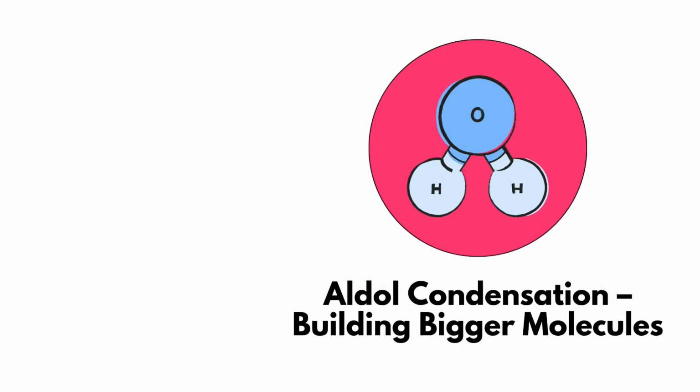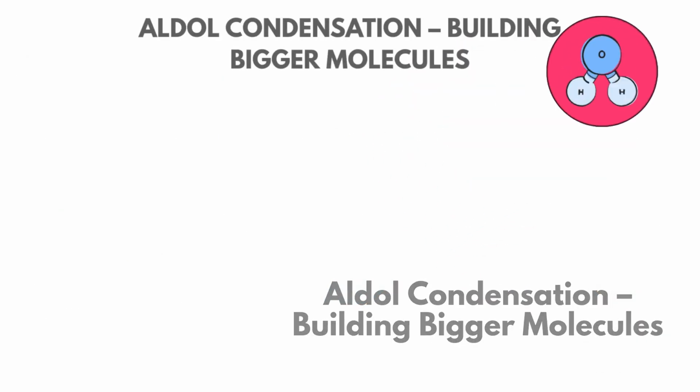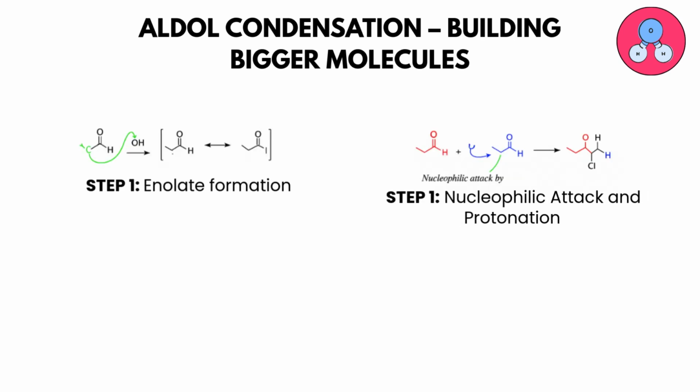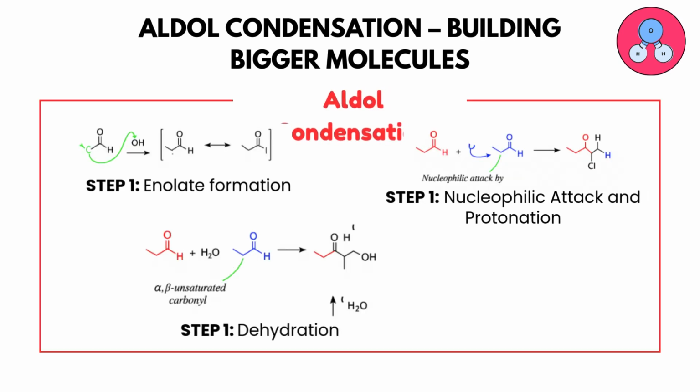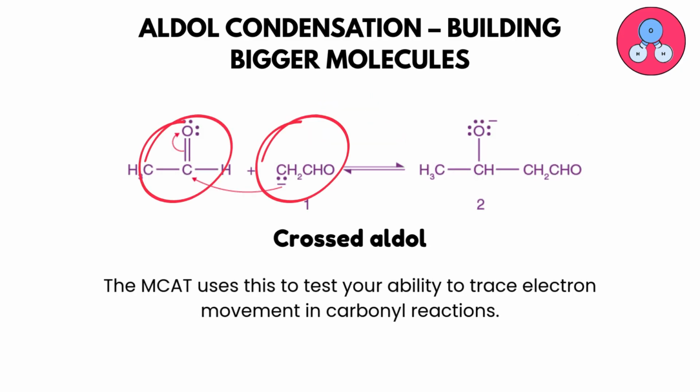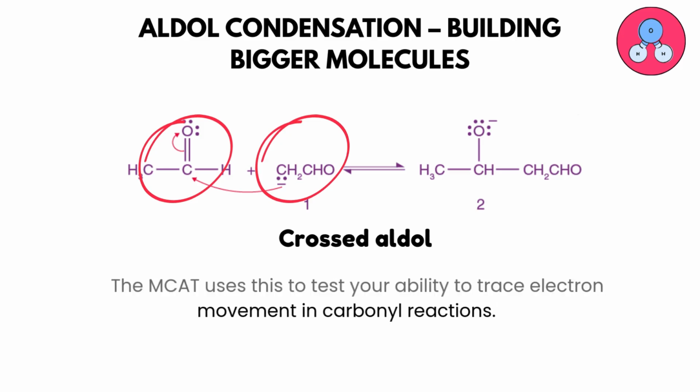Aldol condensation: building bigger molecules. Under basic conditions, an enolate ion from one carbonyl attacks another carbonyl. That's the aldol condensation. A crossed aldol uses two different carbonyl compounds. The MCAT uses this to test your ability to trace electron movement in carbonyl reactions.